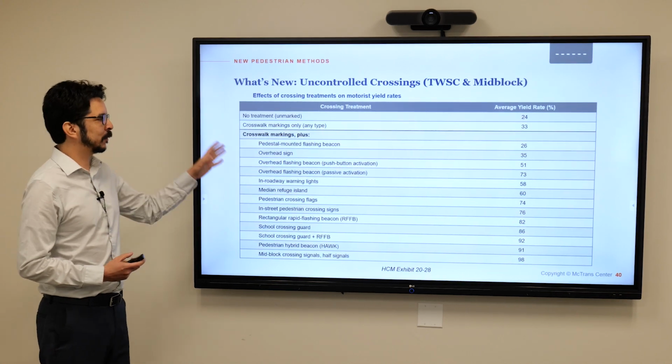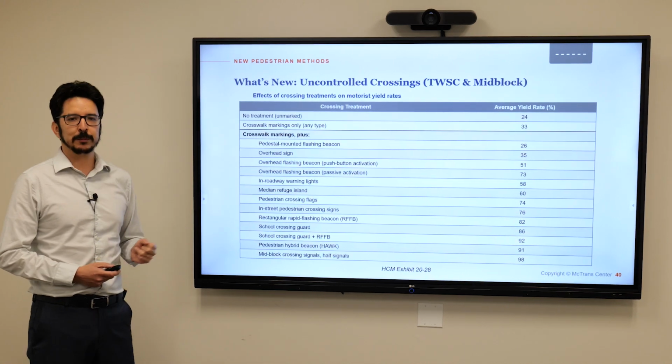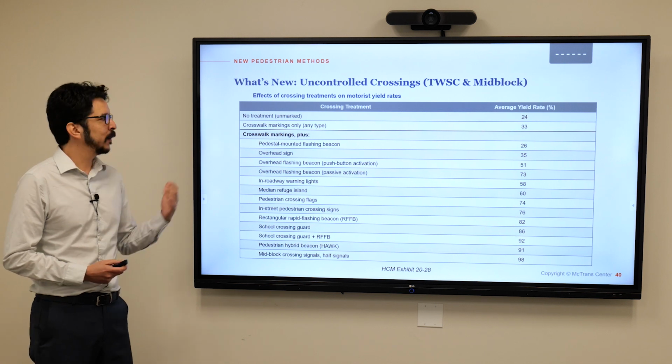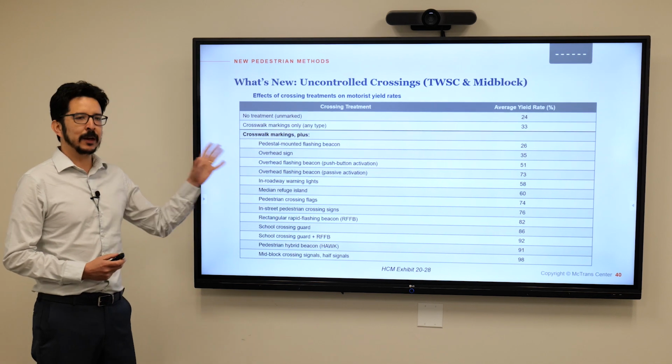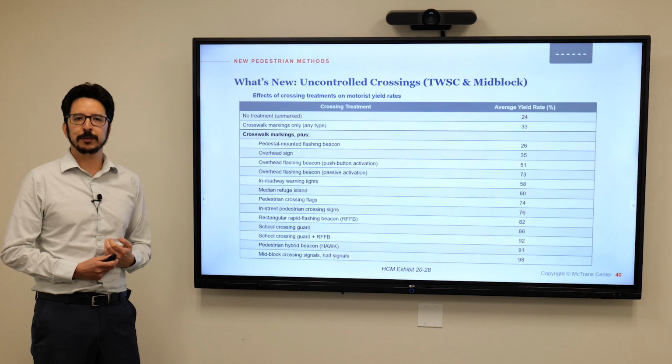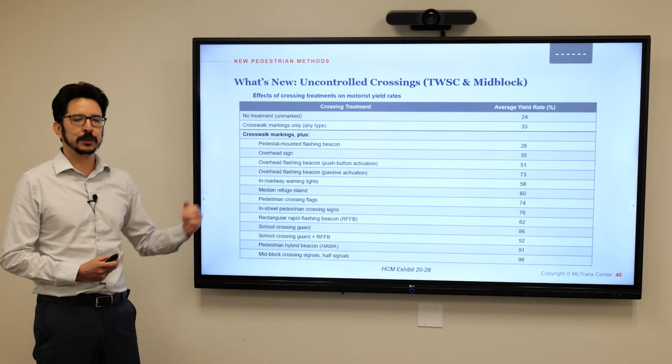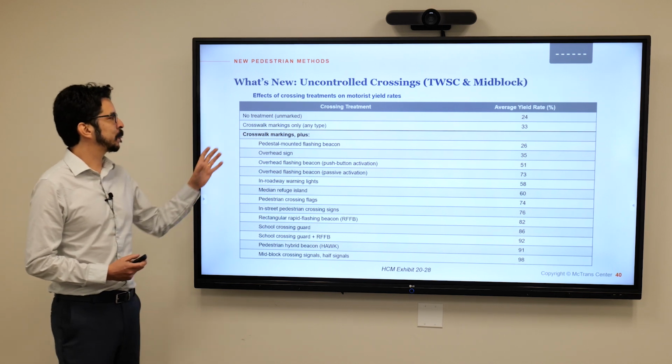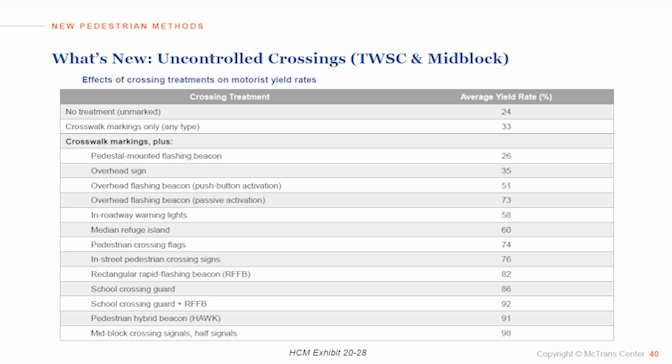So this is based on this table. This is part of the HCM 7th edition chapter for two-way stop control. And these numbers are based on a series of literature findings. They are all summarized here. But as you can see at the top, when you don't have any sort of treatment, no crosswalks, you can expect, for example, a yield rate of 24%, or only 24% of the drivers actually yield for pedestrians.